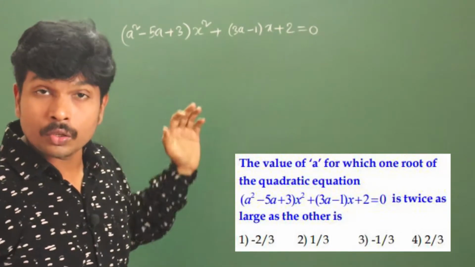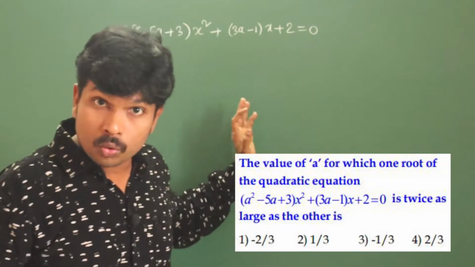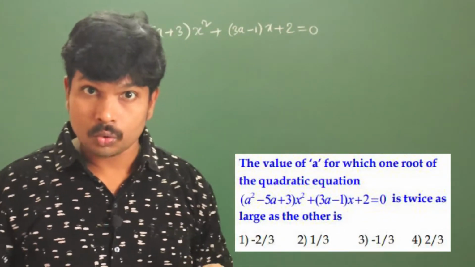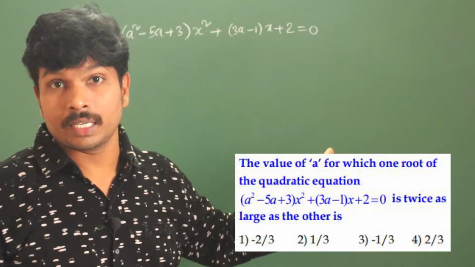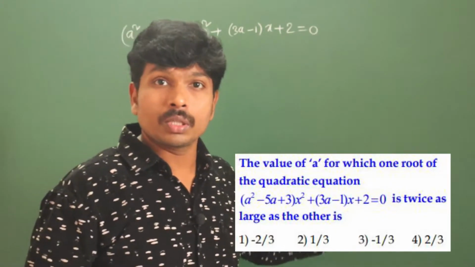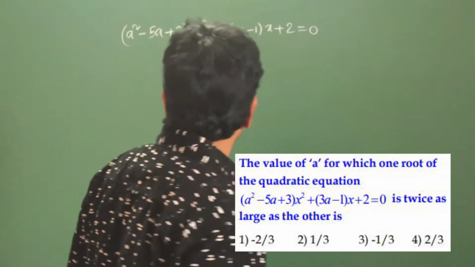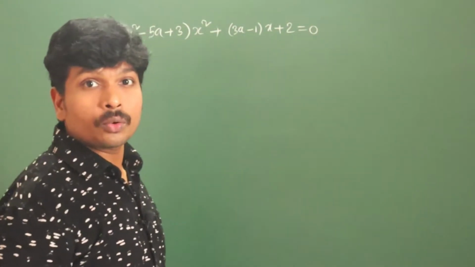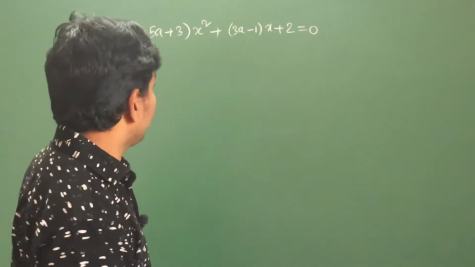Solve the equation. The roots must satisfy that one root is twice the other root. So if one root is 2, then the other root is 2 twos are 4, must get it. Otherwise, if one root is 3, then the other root is 3 twos are 6, must get it. Okay, easily we can solve this problem. One root is twice the other root, then find the k value.